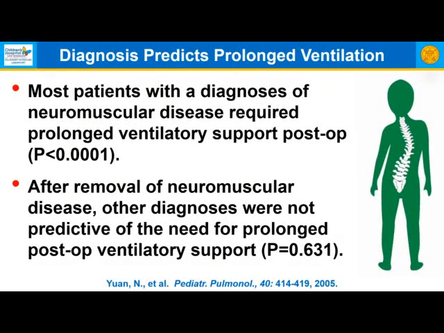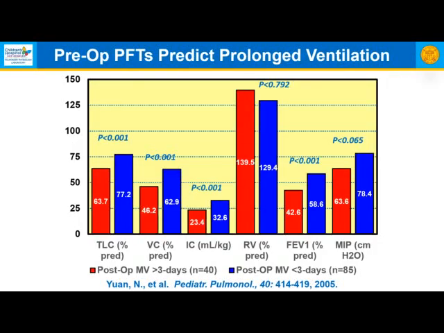After removal of neuromuscular disease, other diagnoses were not predictive of the need for postoperative ventilatory support. So by knowing what their disease is, you could not predict if they needed prolonged postoperative ventilatory support. However, pulmonary function testing is helpful at predicting prolonged postoperative ventilatory support. So here you can see total lung capacity has a significant difference between those who required post-op ventilatory support versus those who didn't, a significant difference in values.